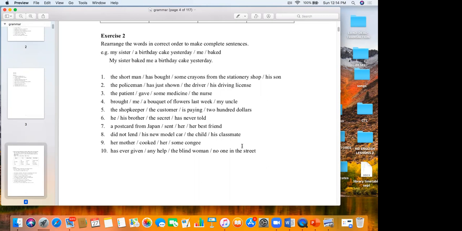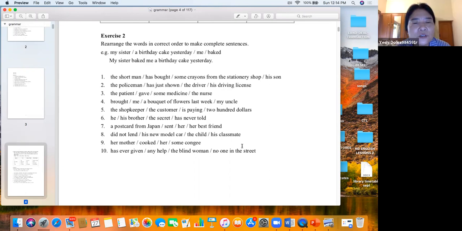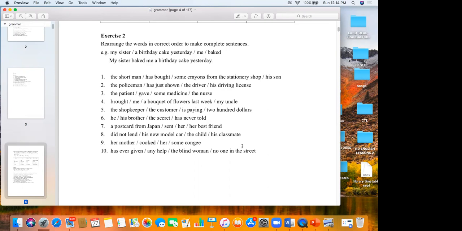The policeman has just shown the driver his driving license. No, it's not the policeman. It's wrong. The driver has just shown the policeman his driving license.